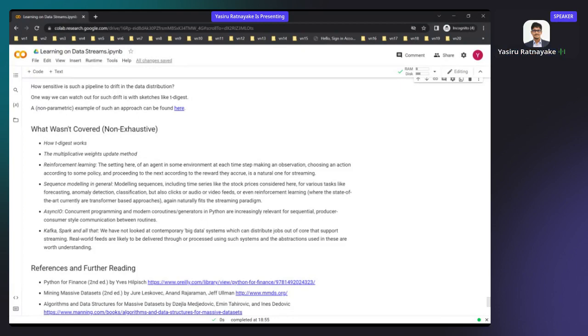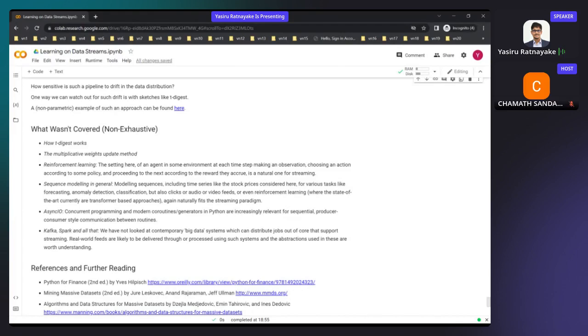I did not really talk about async I/O. The reason I bring it up is that it's the standard way now to do concurrent programming and coroutines. I showed you something of a coroutine with the yield keyword back when I was trying to simulate the stock price paths. But async I/O is something you'd probably want to have a look at if you were working with streaming data.